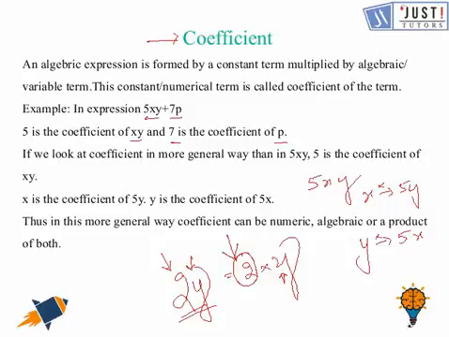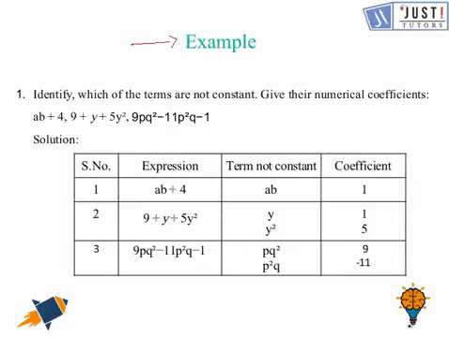Now we move ahead and here's an example for you. In this example, you need to identify the non-constant terms, and we can make a table like this. Here's the expression, here are the terms which are not constant, and then we find the coefficient of each. If the expression is ab plus 4, the non-constant term is ab. As we can see, in the expression ab has no coefficient mentioned. If there is no number mentioned, we can say the coefficient is 1.